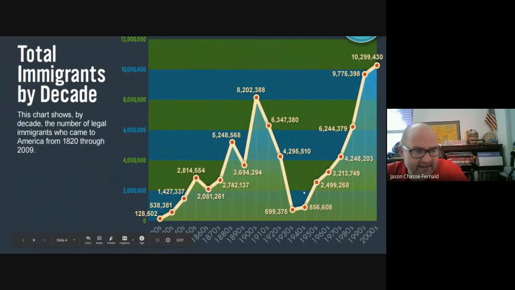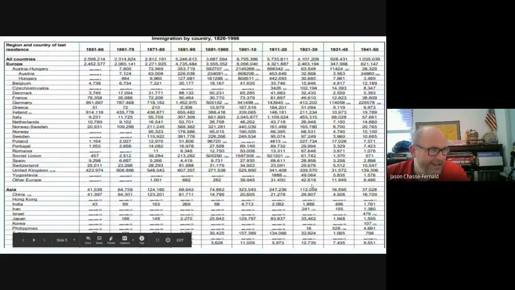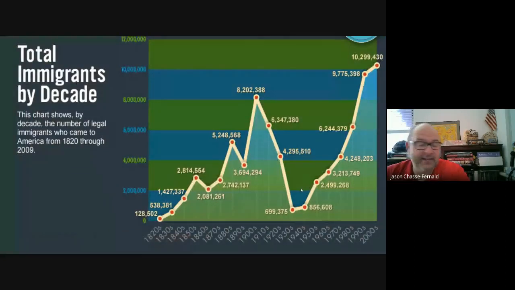Then we'll look at this and maybe draw some conclusions about why this major drop happened when it did. Hopefully you're able to figure that one out. 1930s and 1940s, what was going on. Please feel free to email me if you need that question answered.